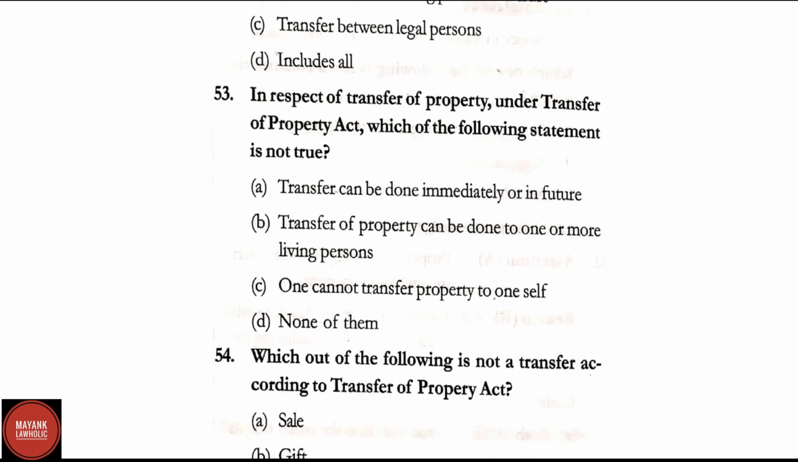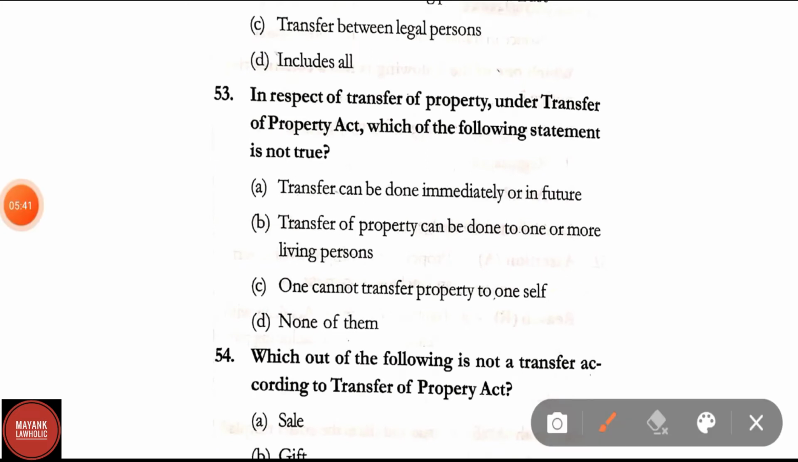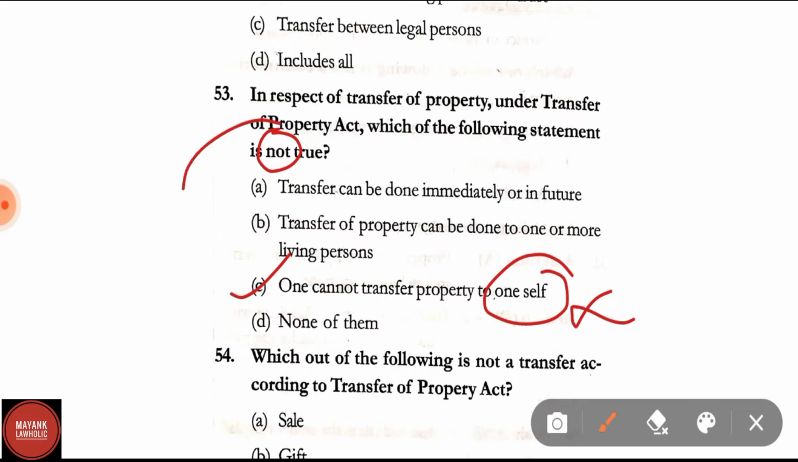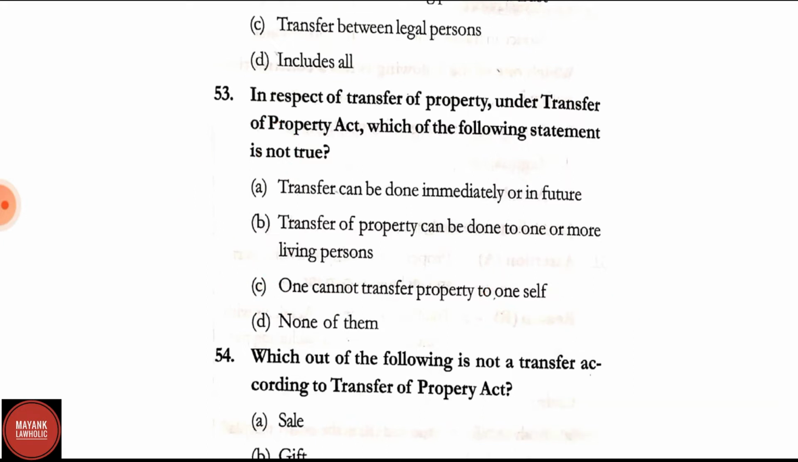Question number 53. In respect of the transfer of property under Transfer of Property Act, which of the following statement is not true? Transfer can be done immediately or in future. Transfer of property can be done to one or more living persons. One cannot transfer property to oneself, none of them. Here correct answer is option C. One cannot transfer property to oneself. This is not true. One can transfer property to oneself also. Therefore, according to the question which has been asked, correct answer is option C.